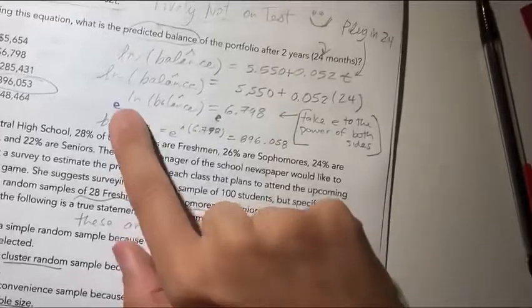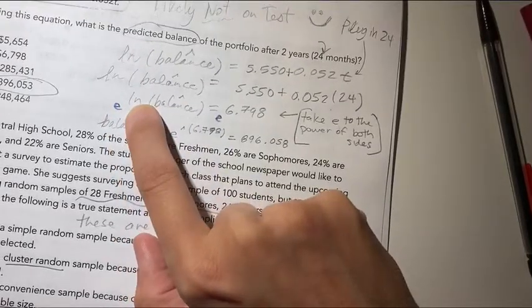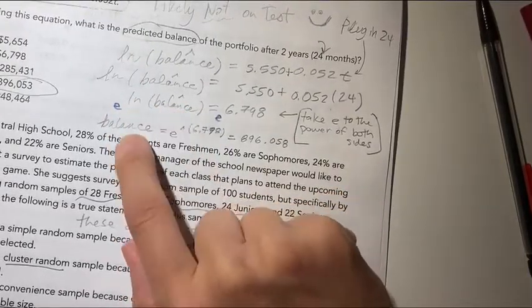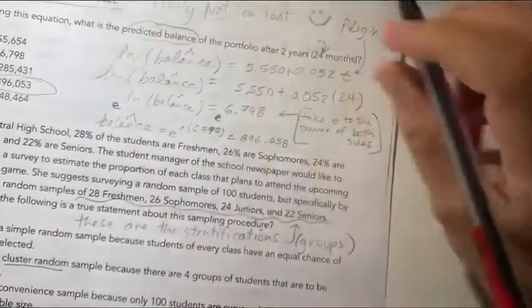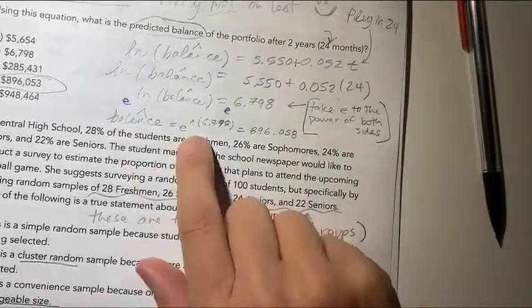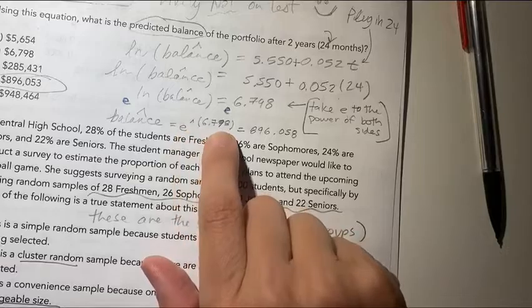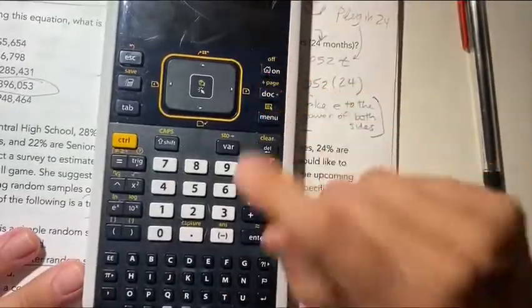Okay, so once I do that, e to the power of the natural log of the balance would just give me the predicted balance, and I finally have that on one side by itself. So when I take e to the power, you might go, I don't even know how to do that. Well, hold on to your horses.